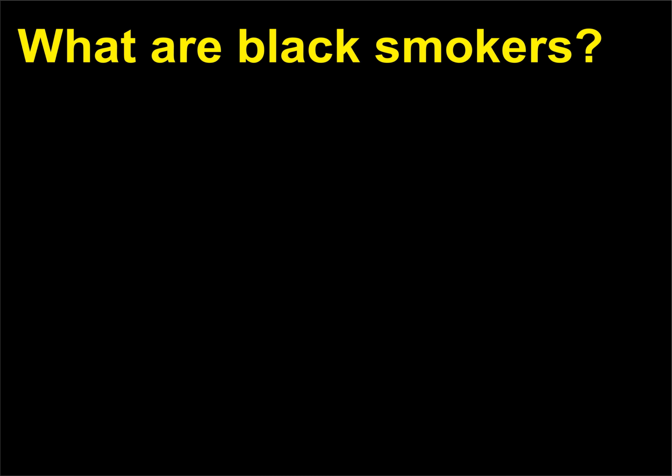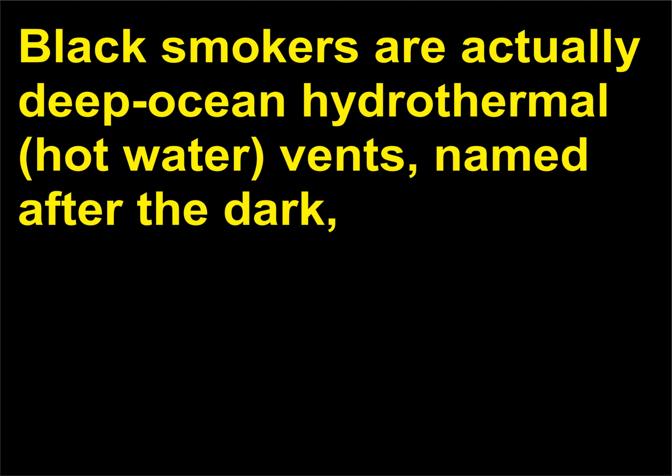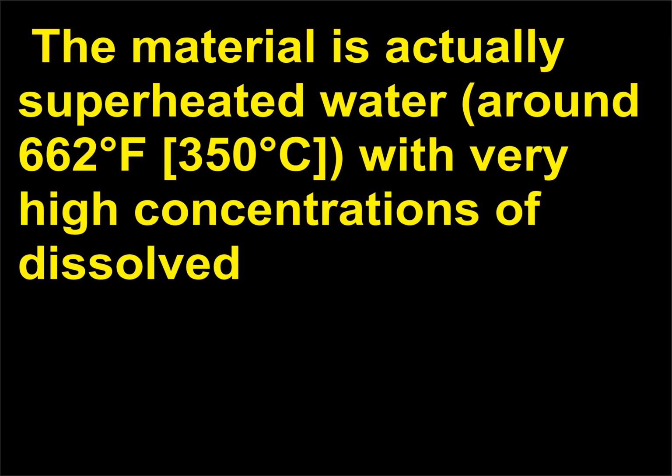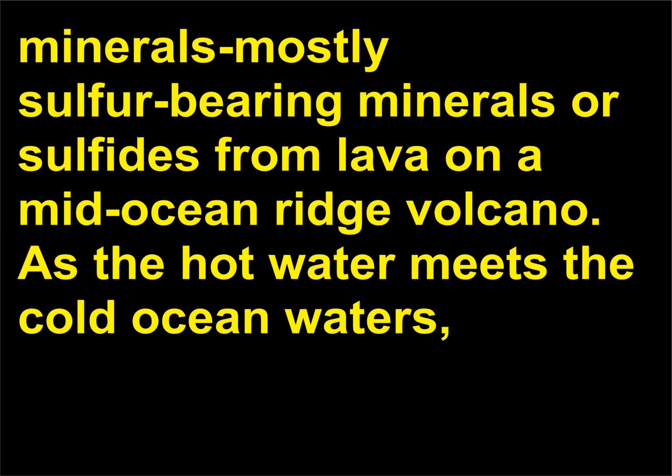What are black smokers? Black smokers are actually deep ocean hydrothermal, hot water, vents, named after the dark, soot-like material ejected from chimney formations on the ocean floor. The material is actually superheated water, around 662 degrees Fahrenheit, 350 degrees Celsius, with very high concentrations of dissolved minerals, mostly sulfur-bearing minerals or sulfides from lava on a mid-ocean ridge volcano.